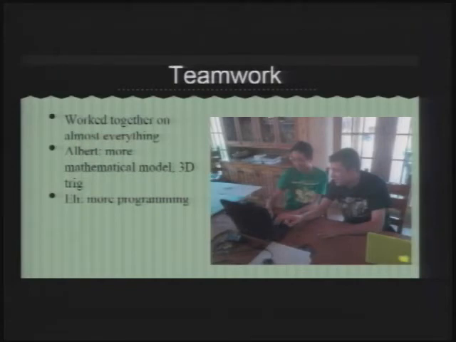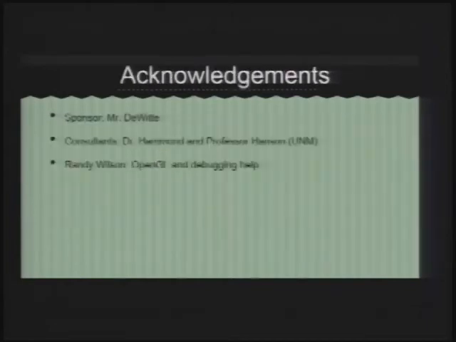But in general, everything was worked on together. Everything was done through pair programming, etc.